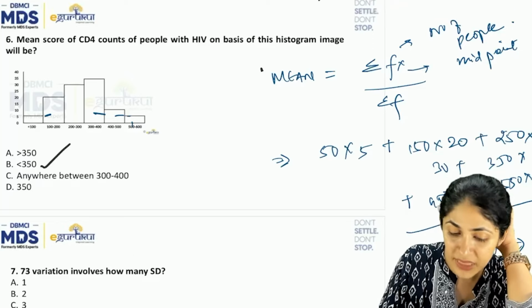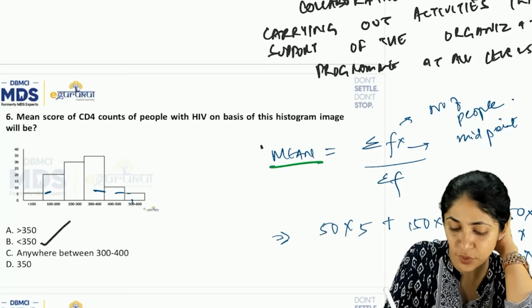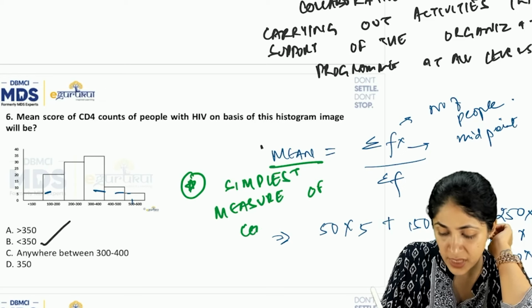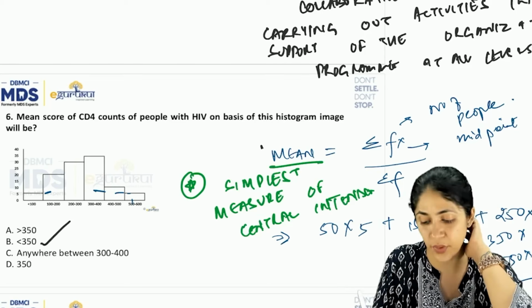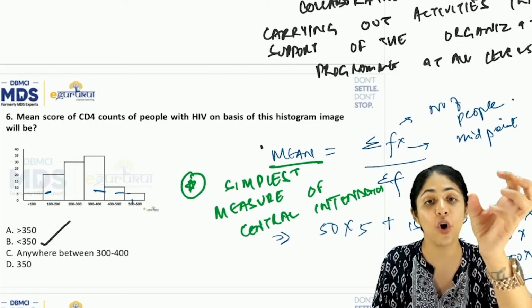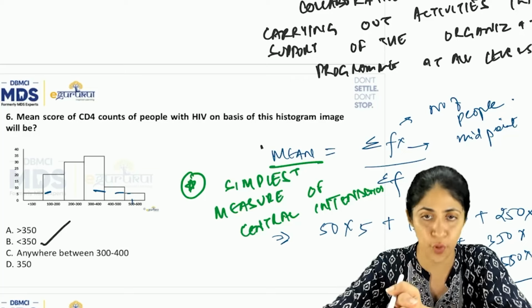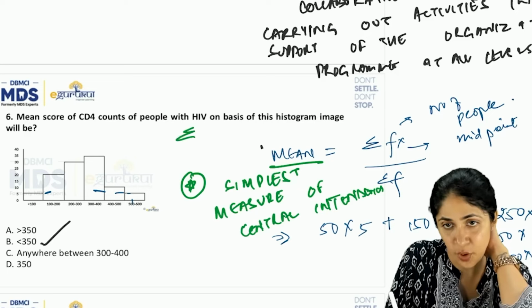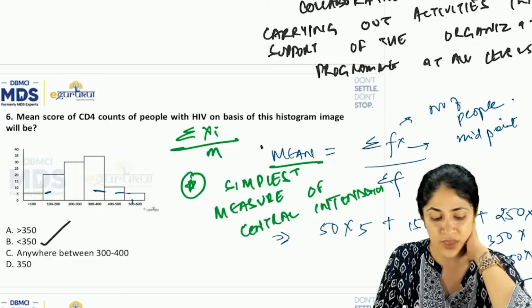Now here, mean. What do we understand by mean? Mean is the simplest measure of central tendency. Central tendency is where we are seeing that values lie around the center point. So it is obtained by adding the individual observations and dividing it by the total number of observations. So mean is normally calculated with the formula of the sum of observations divided by the number of observations. Understood?